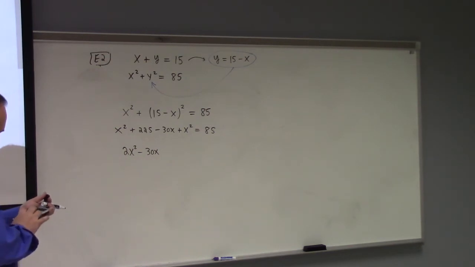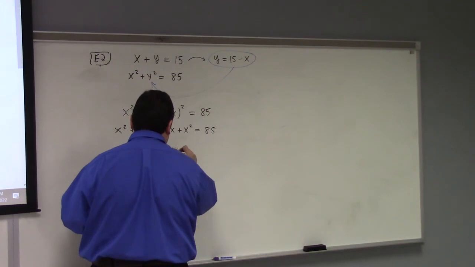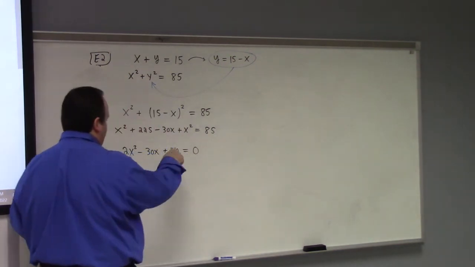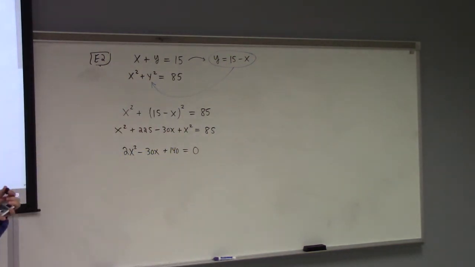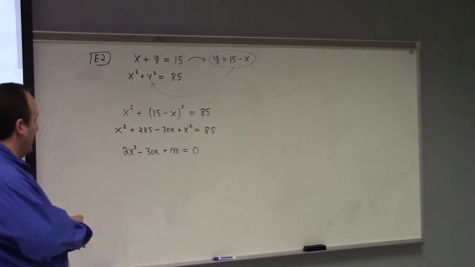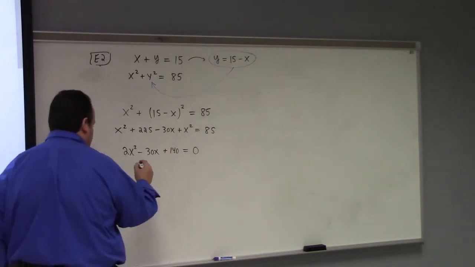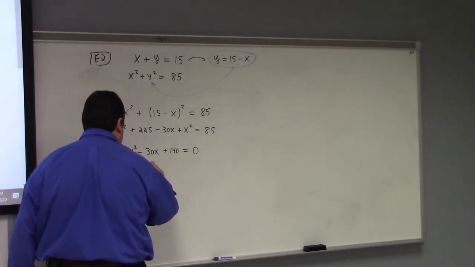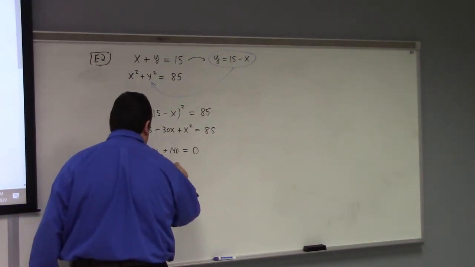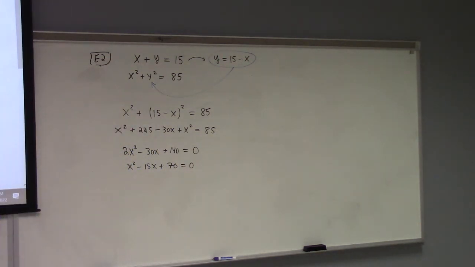Minus 85, 140. So plus 140 equal to 0. Now how do we decide whether or not that has a solution? What do we do? Ooh, I think we divide by 2, right? Because there's a 2 everywhere, so make this easier. This is x squared minus 15x plus 70 equal to 0, right? And you can complete the square here.